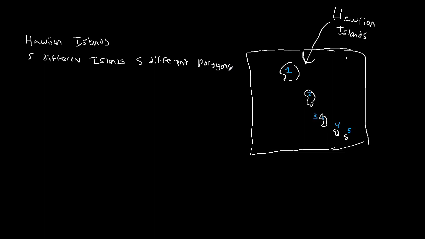Now here's the question: does this make sense? From a geometry standpoint, it absolutely makes sense. We have a series of coordinates for one polygon, forming a closed loop. We have a series of coordinates for a second polygon, forming a closed loop. For a third polygon, fourth polygon, fifth polygon, and so on. So from a geometry standpoint, absolutely, if we have 5 different regions, we need 5 different polygons.